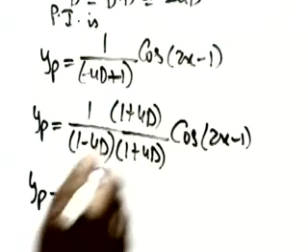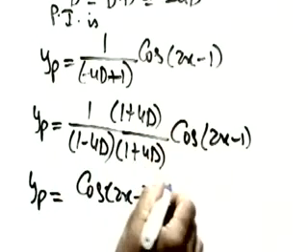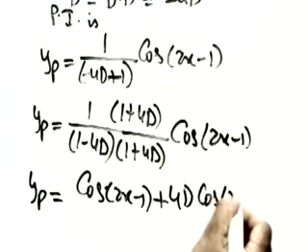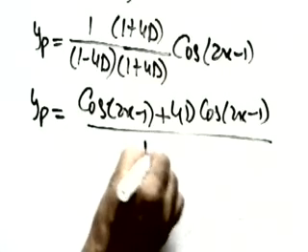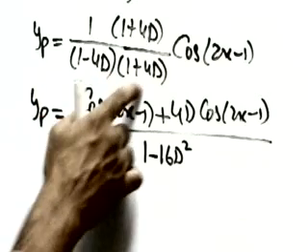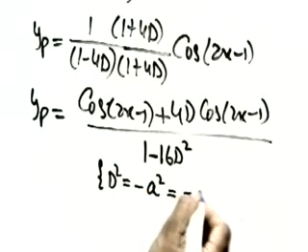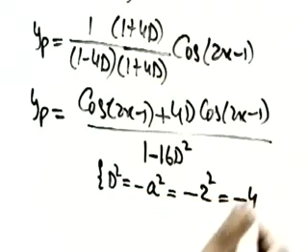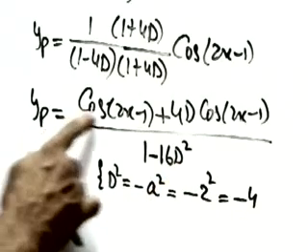Now you see in the numerator what will become. If you multiply 1 into cos, it will be cos of 2x minus 1, plus 4 into D of cos of 2x minus 1. The denominator becomes, by the formula, a plus b into a minus b is a square minus b square: 1 square is 1 minus b square, 4 square is 16 D square. Again we can substitute D square equals minus a square, the value of a is 2, so minus 4. So in place of D square we can substitute minus 4.